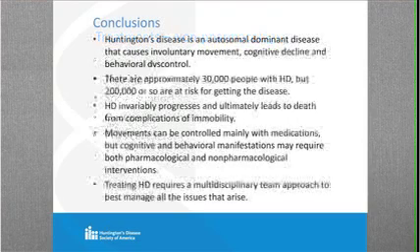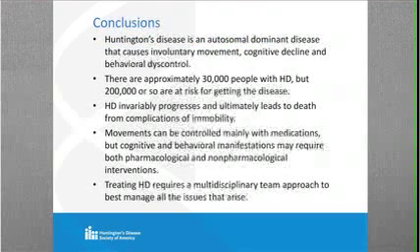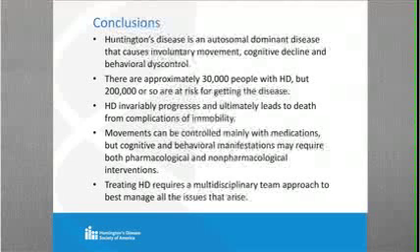So in conclusion, Huntington's disease is an autosomal dominant disease that causes involuntary movement, cognitive decline, and behavioral dyscontrol. There are approximately 30,000 people with Huntington's disease, but up to 200,000 that may be at risk for getting the disease. Huntington's disease invariably progresses and ultimately leads to death from complications of immobility. The movements can be controlled mainly with medications, but the cognitive and behavioral manifestations may require both pharmacotherapy and non-pharmacologic interventions. Treating Huntington's disease requires a multidisciplinary team approach to best manage all issues that arise.